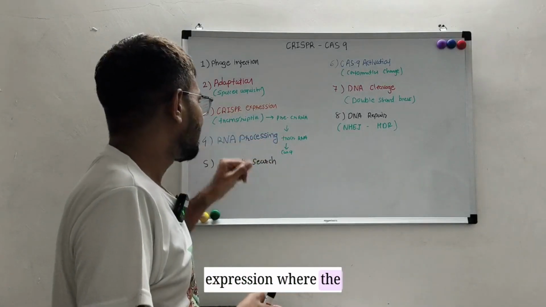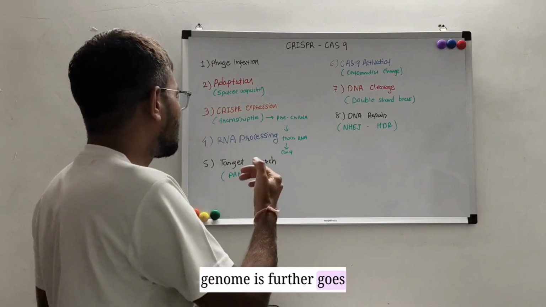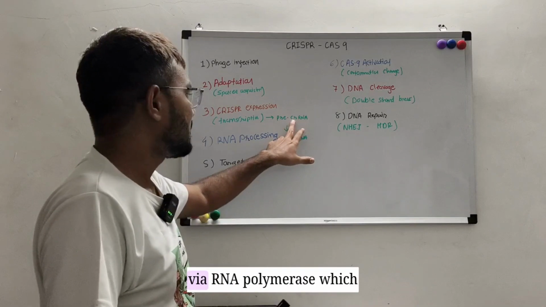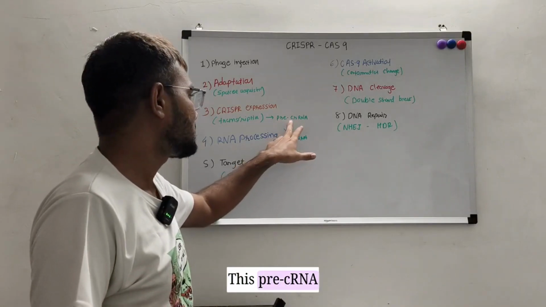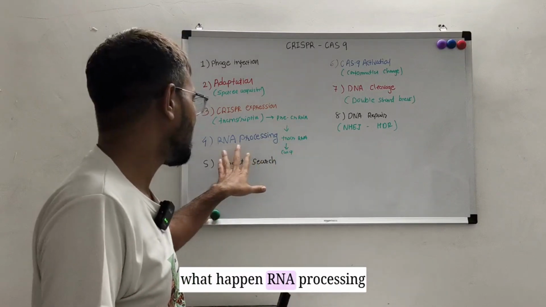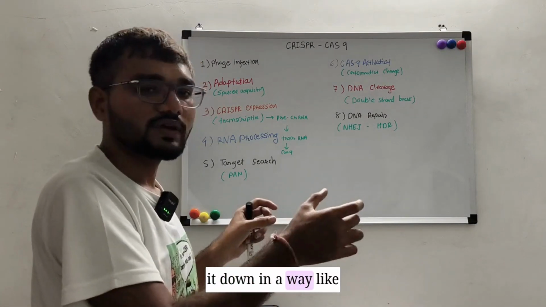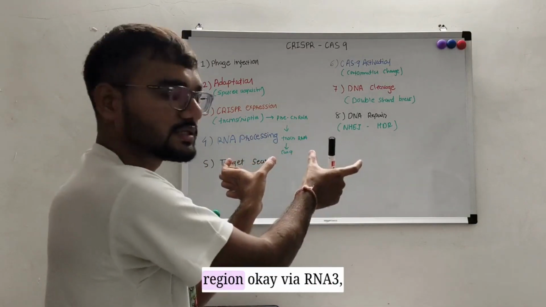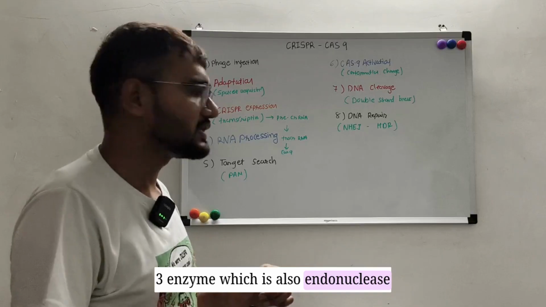Next, CRISPR expression, where the bacterial genome further goes into transcription and is converted into pre-crRNA, pre-CRISPR RNA, via RNA polymerase, which is already present in the bacterial cell. Then this pre-crRNA further goes to the tracer RNA. Here what happens? RNA processing, where this pre-crRNA is cut into the protospacer region via the RNase 3 enzyme, which is also an endonuclease enzyme.